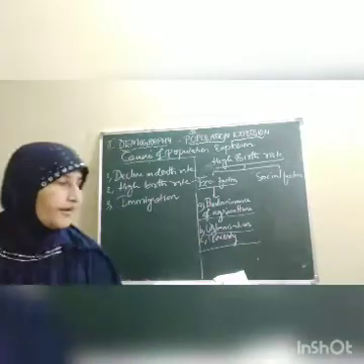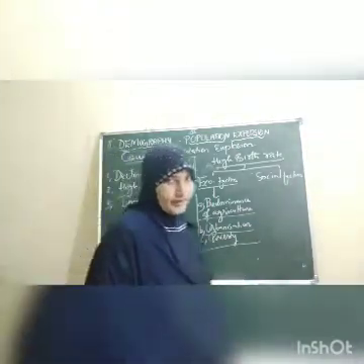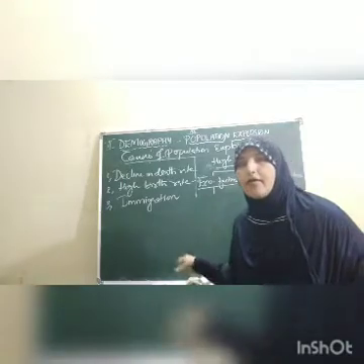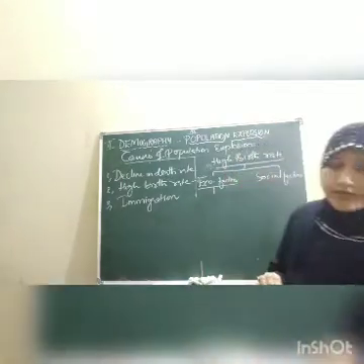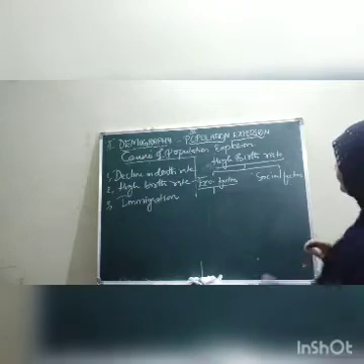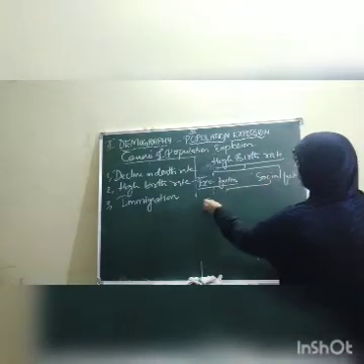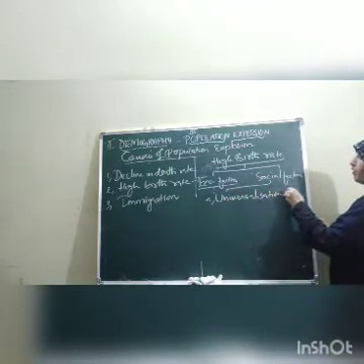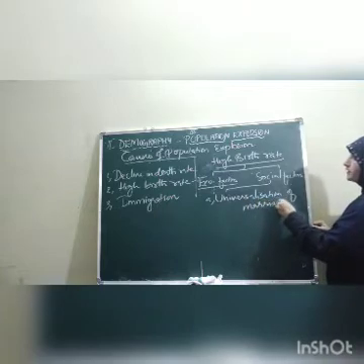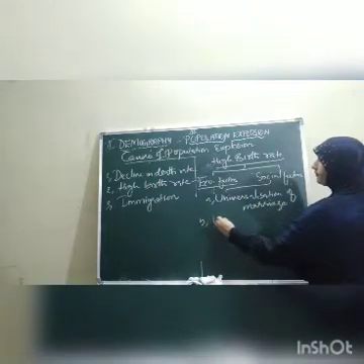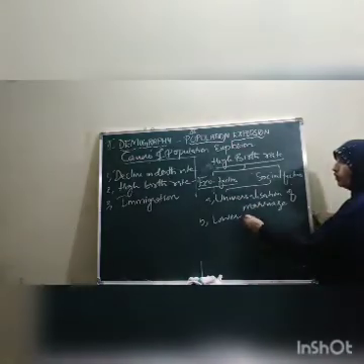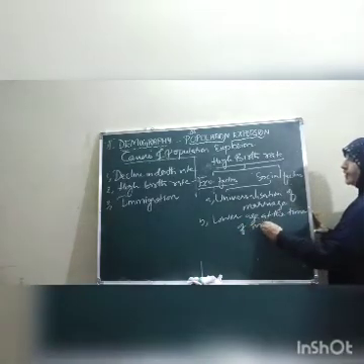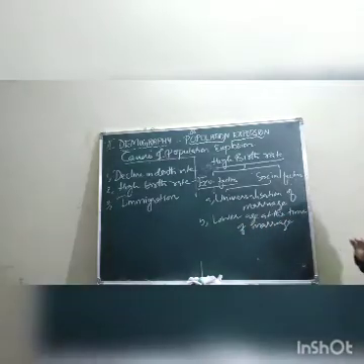I hope this topic is clear to all of you. So after this, we have the next factor, the second factor, that is the social factor. Let us discuss the social factor. The first factor is universalization of marriage. The second factor is lower age at the time of marriage.